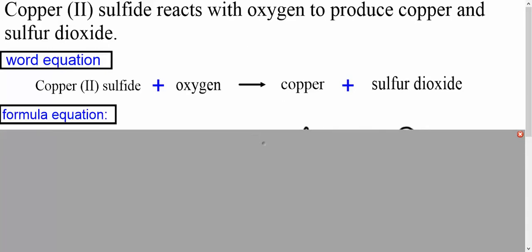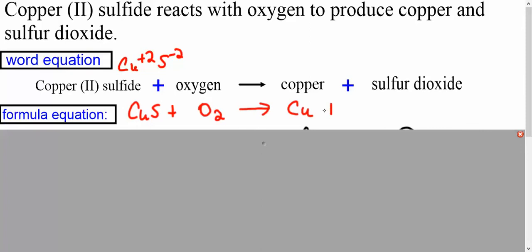Copper 2 sulfide, that means Cu plus 2, sulfide negative 2, which gives us CuS. We have to remember oxygen is one of the 7 diatomic elements, so we have to put a 2 there. Copper is not one of the 7 diatomic elements, so it's just Cu. Sulfur dioxide, SO2. And that's your formula equation.